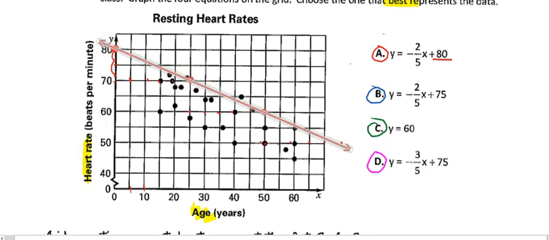Now, does that look like it's going through most of the data points? I don't think so, so I don't think it's going to be A. The slope looks about right, but not the y-intercept. Let's do B. Same thing, but different y-intercept.